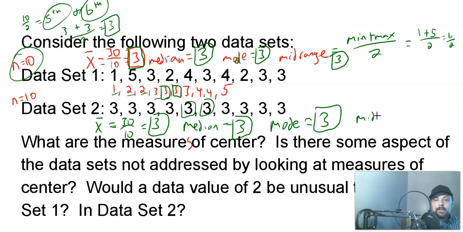And then the mid-range is going to be 3 because we're going to take the minimum, which is 3, plus the maximum, which is also 3. 3 plus 3 is 6. Divide that by 2, you get 3 again.